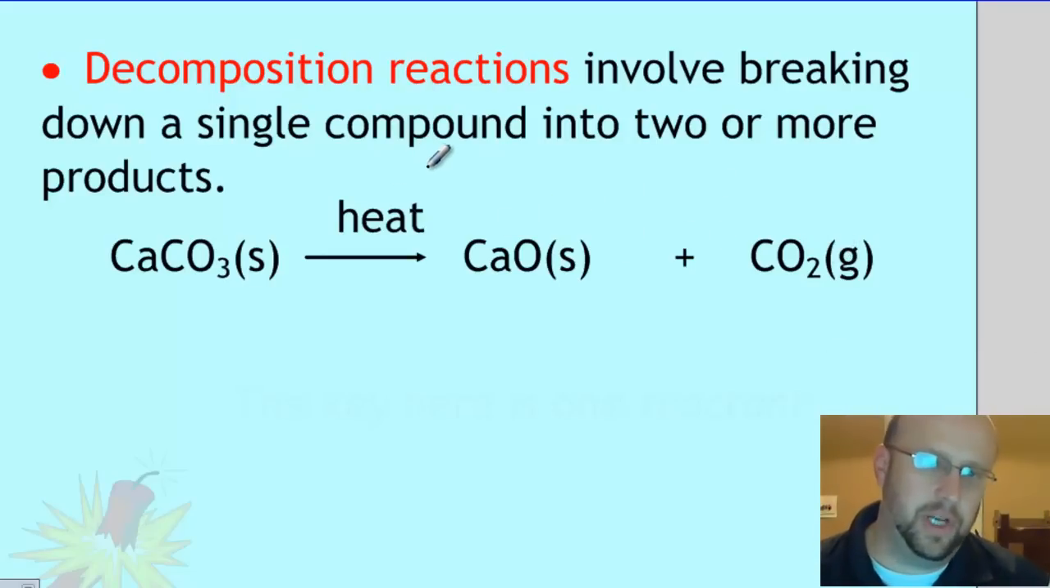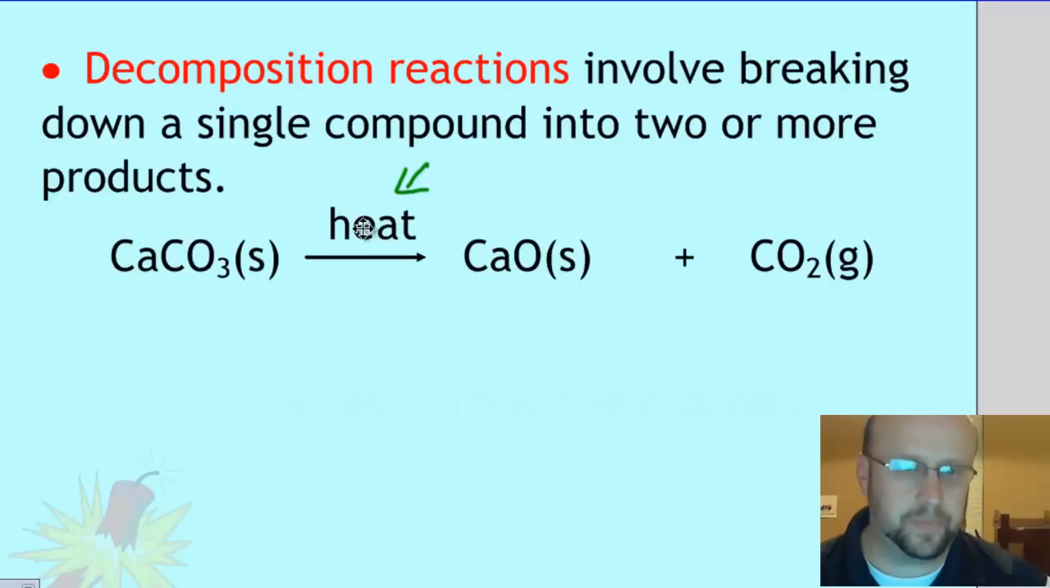And if you notice here, we haven't really talked that much about this, but a lot of times in chemical reactions, you'll see something just above the yield arrow. It can be any number of things. It can be a catalyst, or it can be the conditions under which it happens. So what this one is telling us is that if I take calcium carbonate and I heat it, then I get calcium oxide and carbon dioxide.